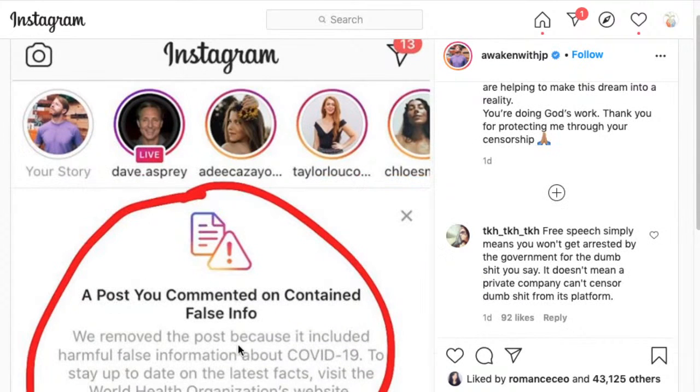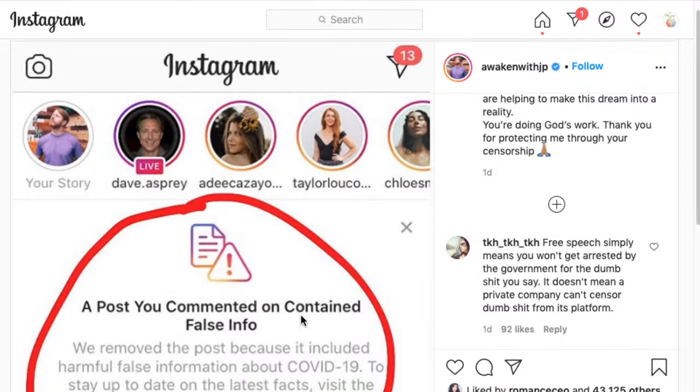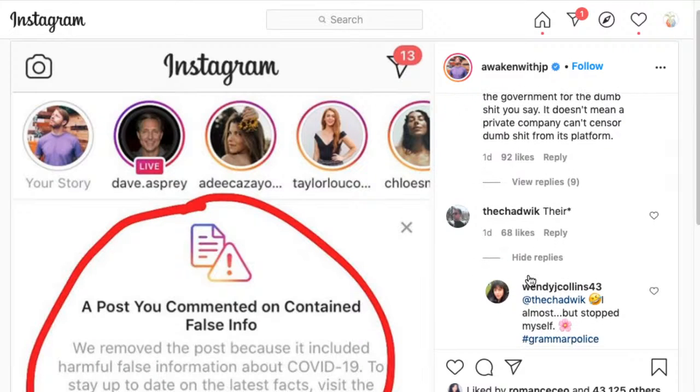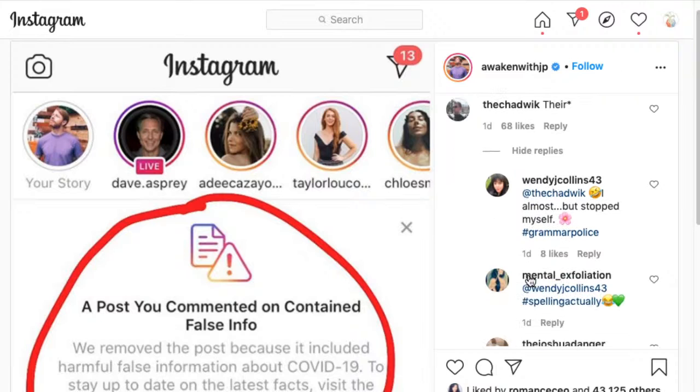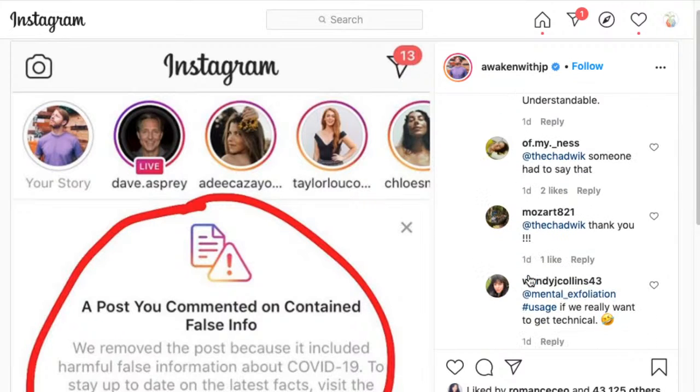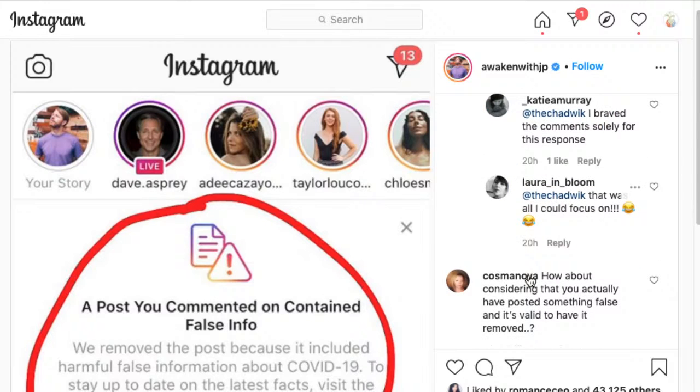And then here's his post. It says, a post you commented on contained false information. Interesting. Oh, good. Correct his grammar. Let's see what the responses were. I always like seeing responses, people in the comments. Grammar police, yeah. Censor his bad grammar.